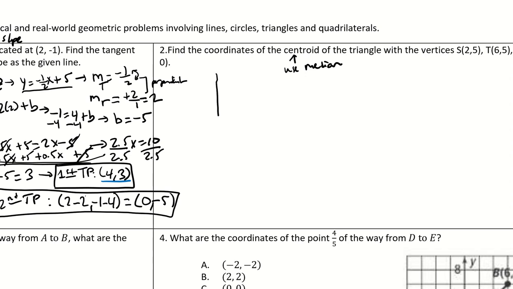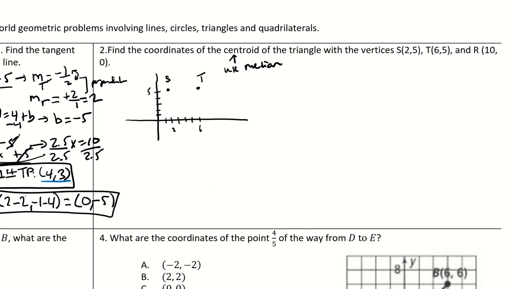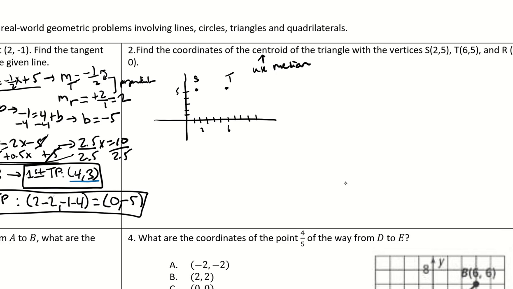So we're going to try to draw the triangle first. Okay, so we got the vertices: S is 2, 5. We got T, which is 6, 5. We got R, which is 10, 0. All right, so we got ourselves a triangle.